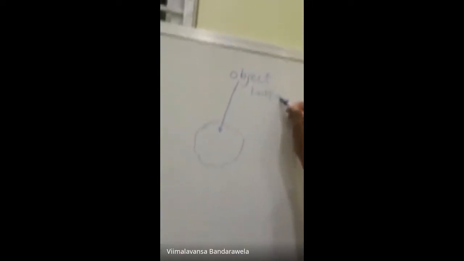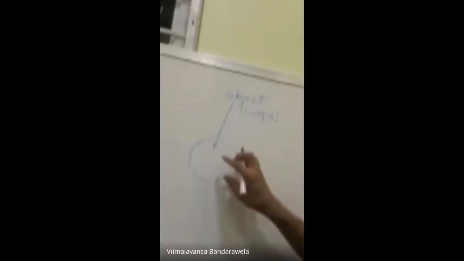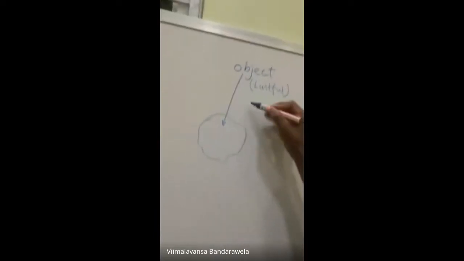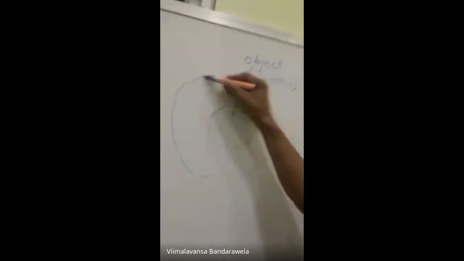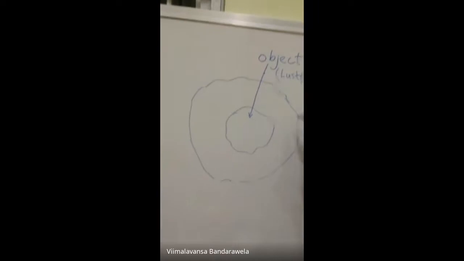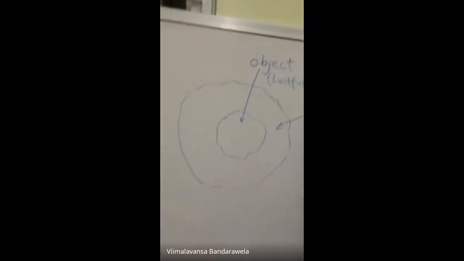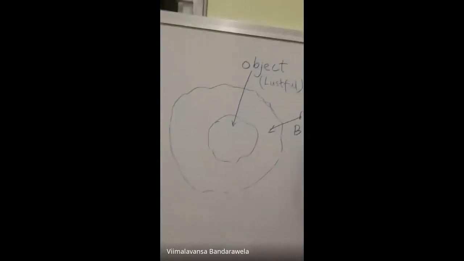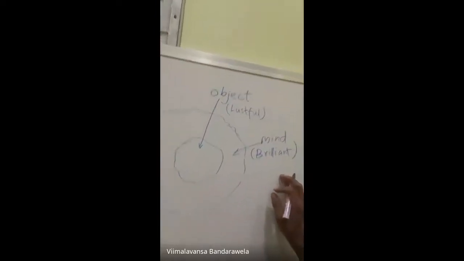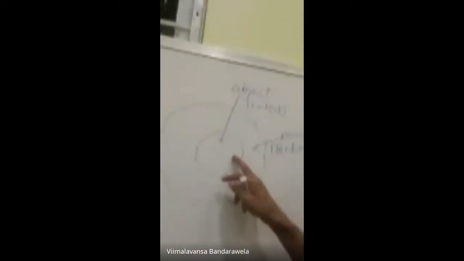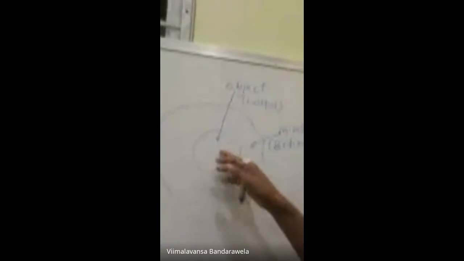Lustful. The object is lustful, for example, one beautiful something, right? This is the object. So around the object, you have mind, right? Can you understand? Around the object, you have mind. The mind is brilliant, bright, and radiant, right? This is the radiant thing. The object is not radiant, right? The object is some colorful object.